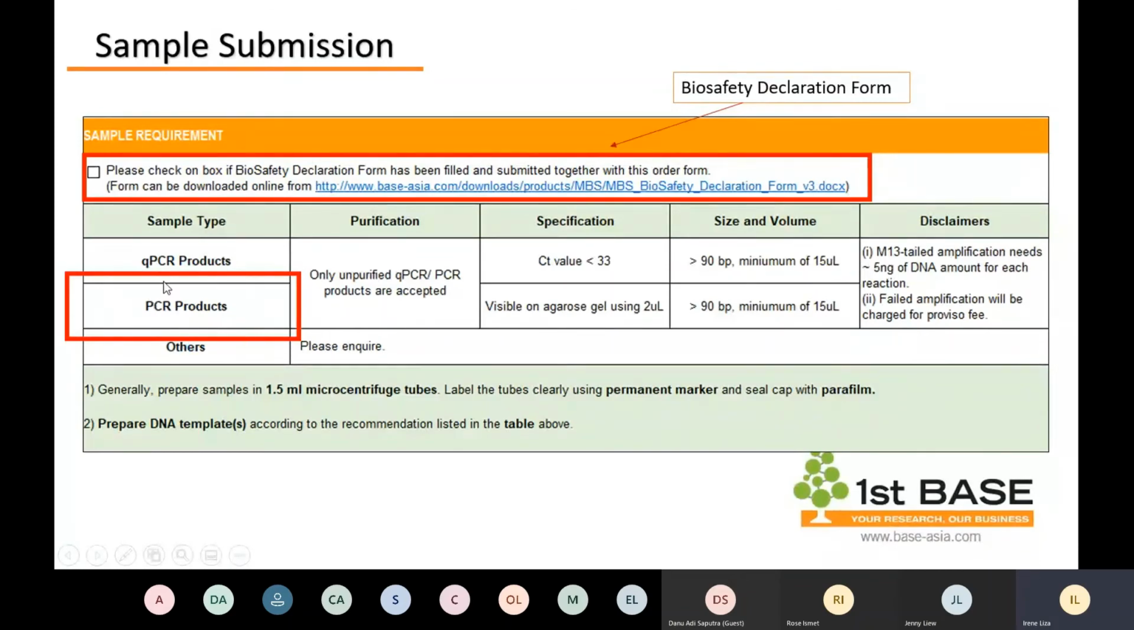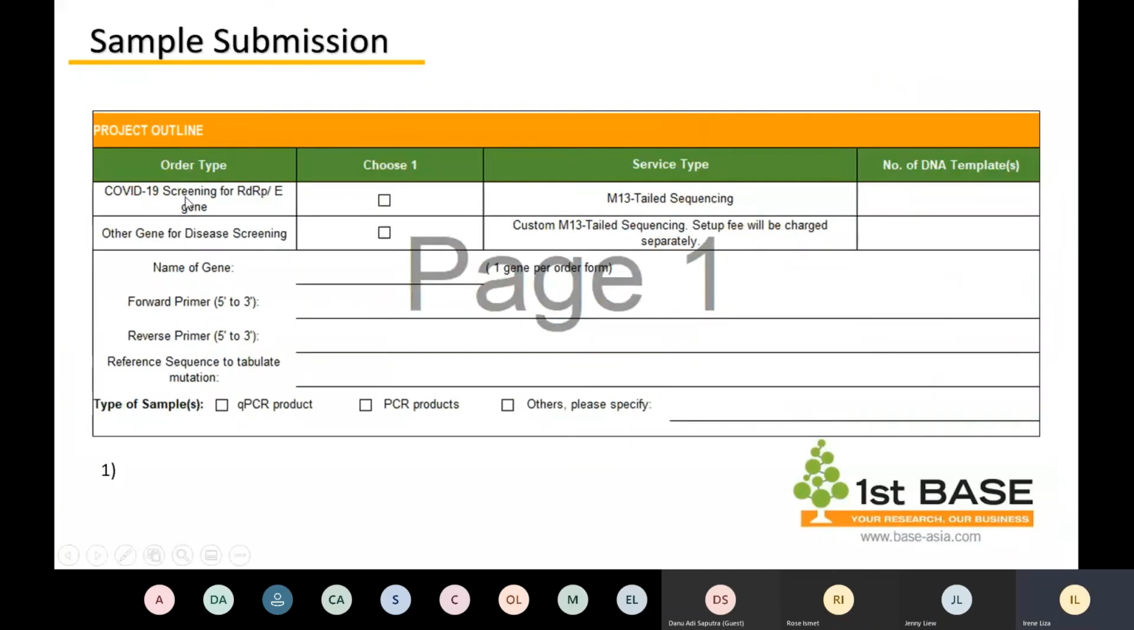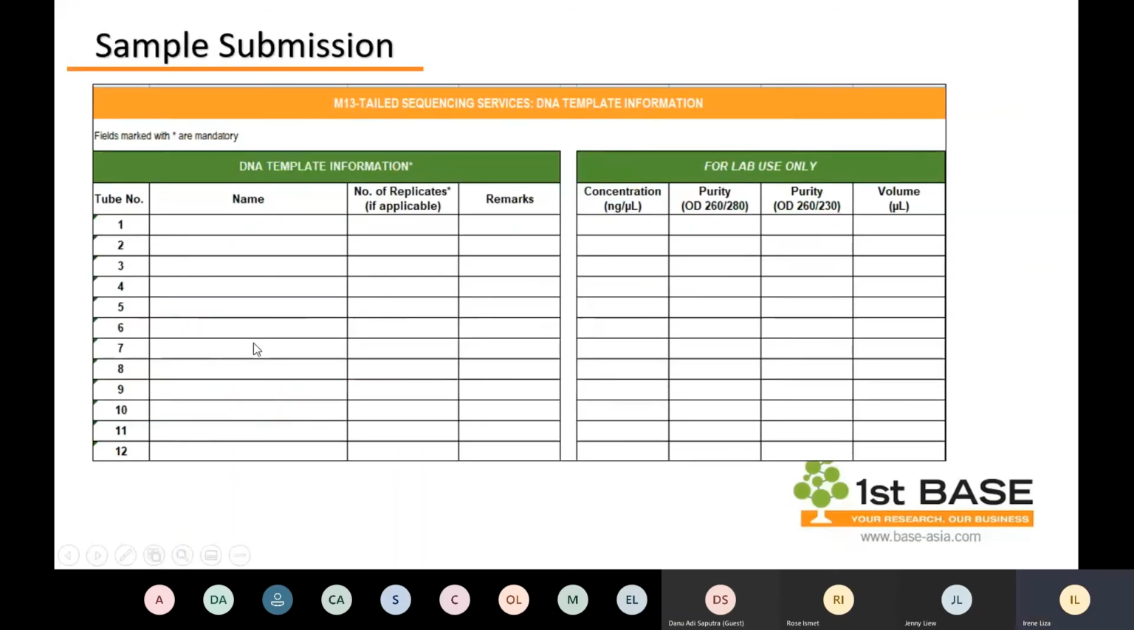For the PCR product, you just have to run a gel, and the band should be visible on an agarose gel using 2 microliters. Also make sure the size is a little more than 90 base pair, with a minimum volume of 15 microliters. This is the order type. You can click into the appropriate order for your analysis, and give the name of the gene inserted. Also share the sequences of the forward and reverse primers as well as the type of samples. These are the extra information for the DNA template. You can fill up as many samples as you have.